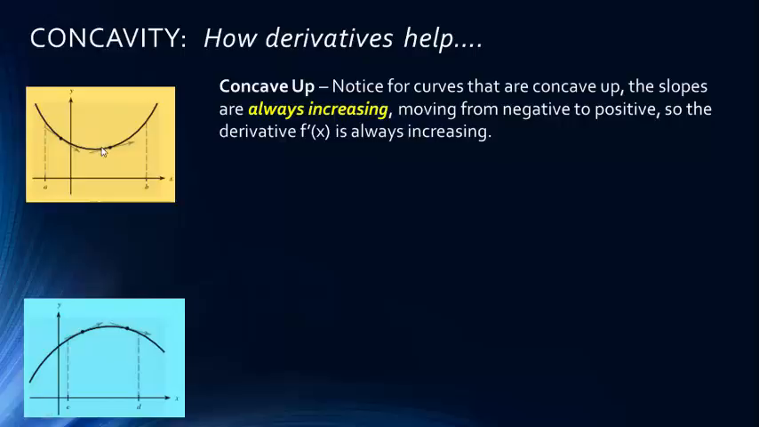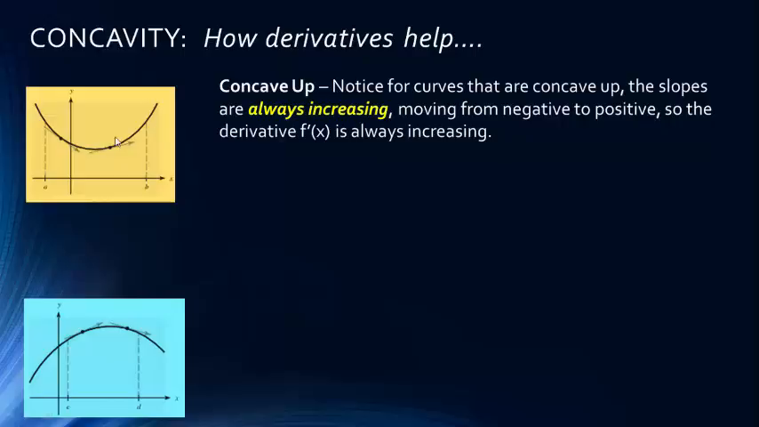And then it's getting closer and closer to 0, and then it's getting positive. So the slope is negative, and then 0, and then positive, just like a number line. Negative, then 0, then positive. So the slope of a concave up curve is always increasing, moving from negative to positive.